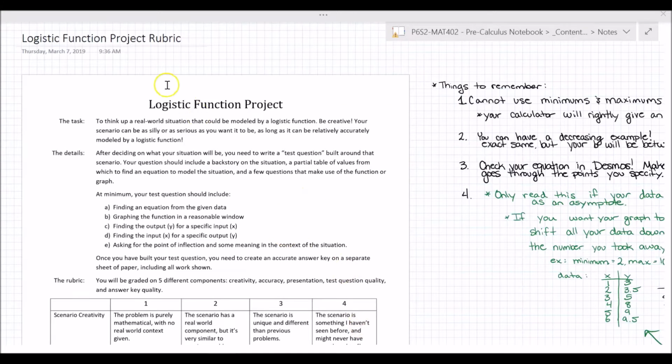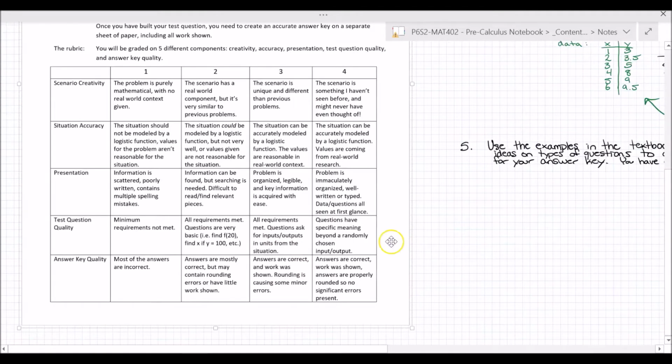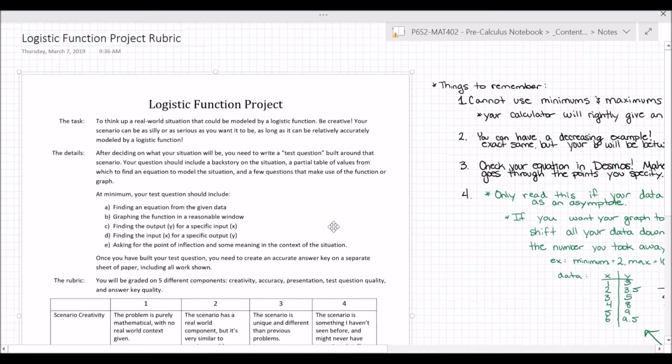All right, I want to quickly walk through this logistic function project and what it might look like for you. I'm using the same rubric that I've used in years past that we're going to modify a little bit. You don't need to follow this step by step. It doesn't need to be an answer key on a separate sheet of paper. You don't need to hit every single one of these bullet points, but it's a good guideline for what to follow along here.